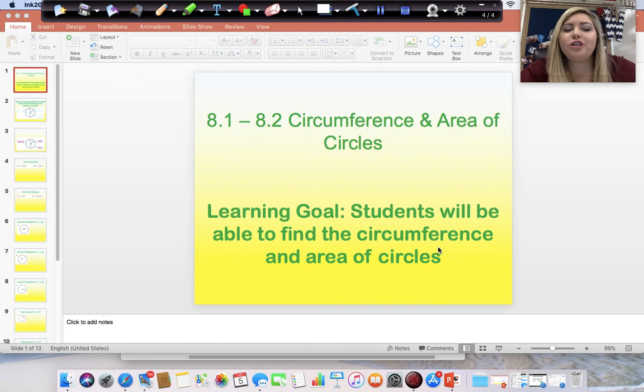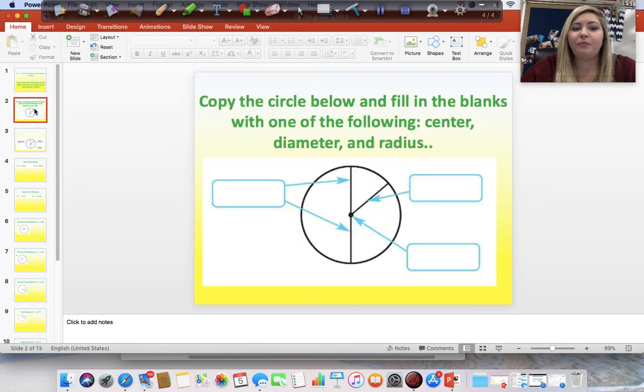Welcome to another video. We are doing Chapter 8, Lessons 1 and 2, Circumference and Areas of Circles. Our learning goal is that students will be able to find the circumference and area of circles. Please remember to write down absolutely everything that is typed or written in these videos and pause the video at any time that you need to slow things down.